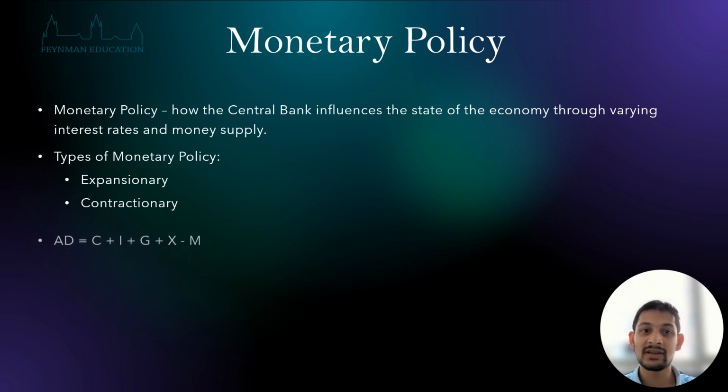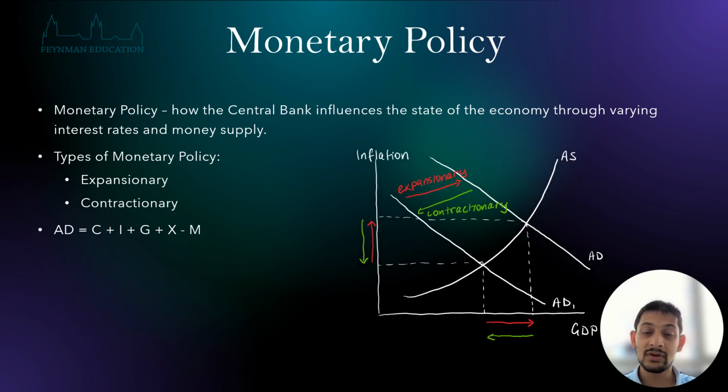You have to remember that it is also a demand side policy, so it would affect aggregate demand. And aggregate demand is equal to C plus I plus G plus X minus M. So the C is consumption, the I is investment, G is the net government spend, X is the exports, and M is the imports.